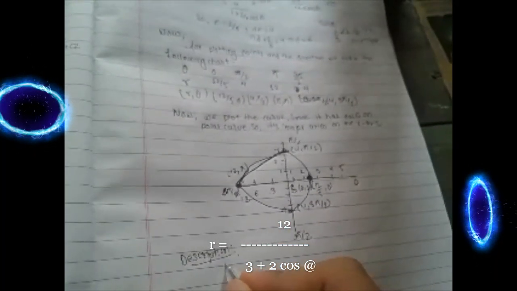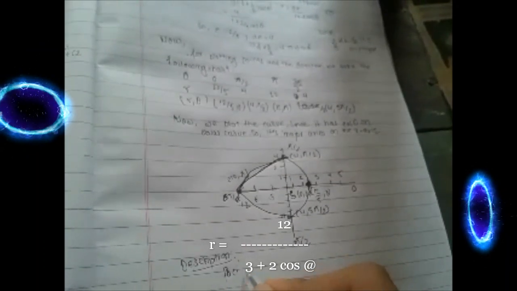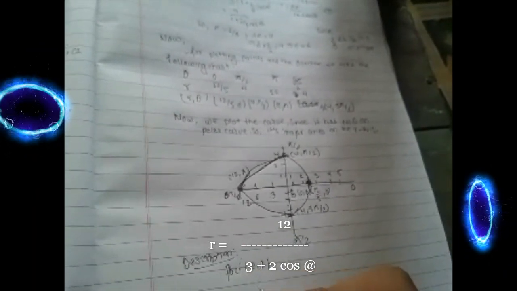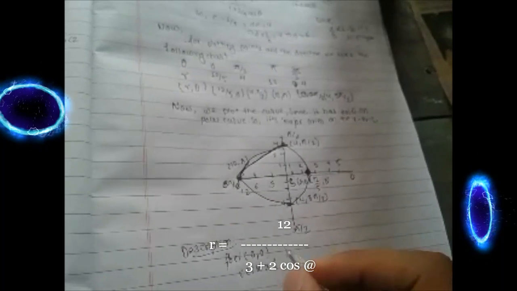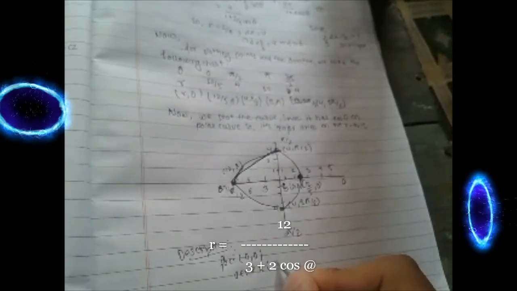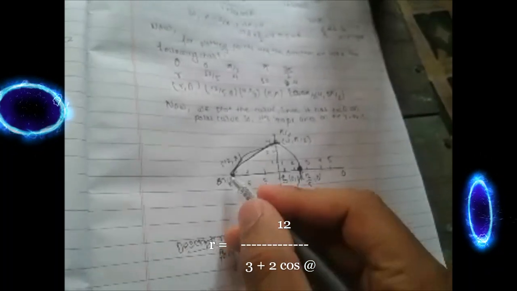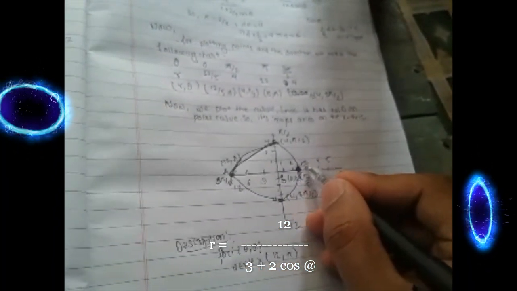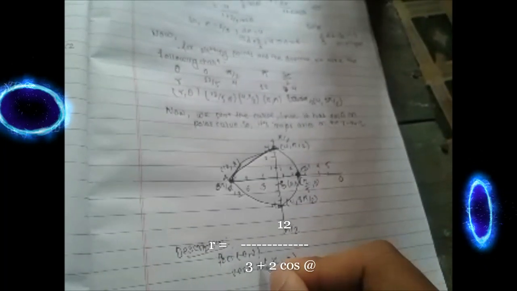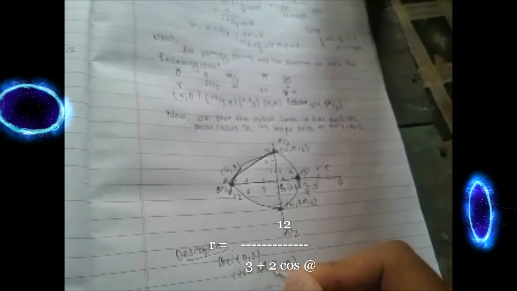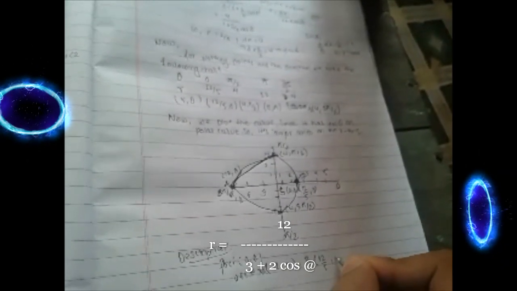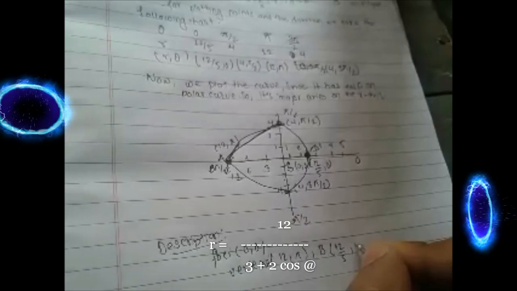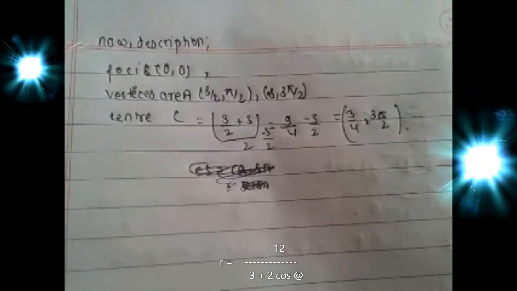Now we have to find, we have the focus 0, 0, and we have the vertices. The vertices are 12 comma pi, named A, and A dash, which is 12 by 5 comma 0. These are the vertices.